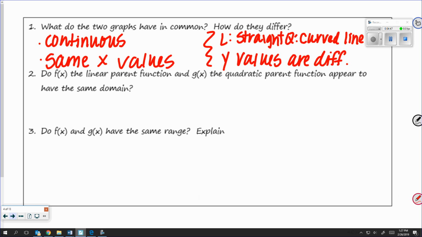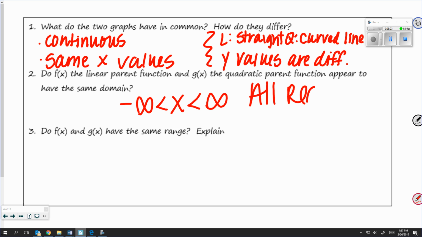So, it's asking what is the domain. Do they have the same one? Yes. Negative infinity is less than x, less than infinity. You can also write all real numbers.